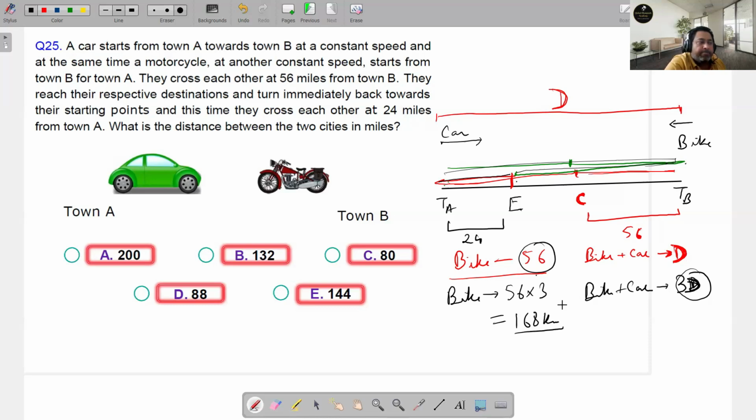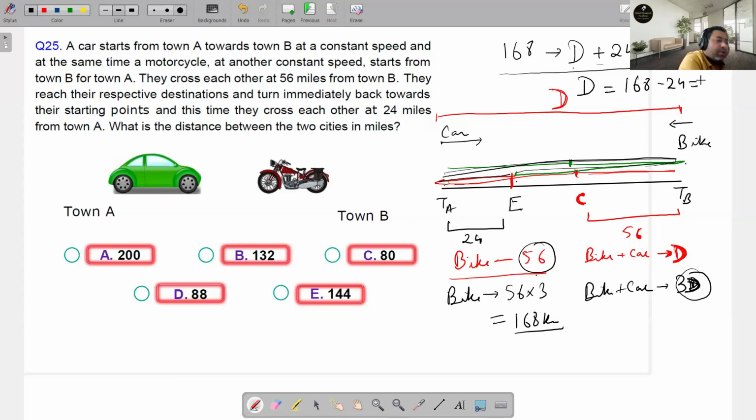Now, 168 is actually the bike going all the way D and then coming back 24. So 168 is equal to D plus 24. Therefore, the distance D here is 168 minus 24, which is going to be 144. And that's option E, and that's the correct answer. I hope this is clear. All right, this was a fun problem.